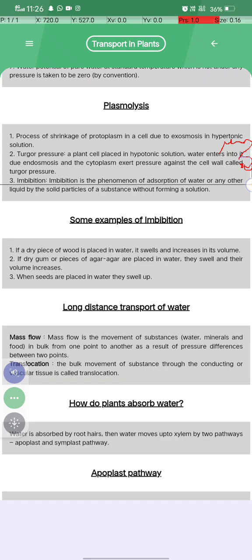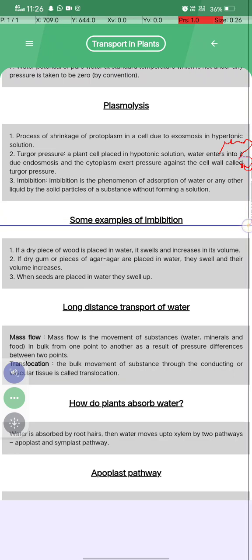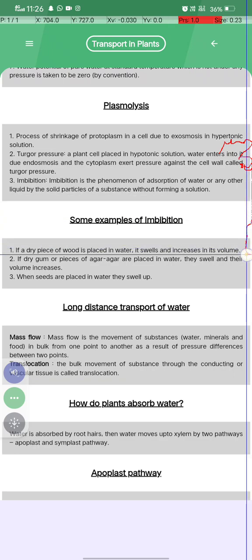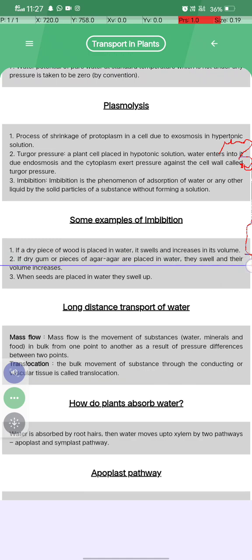Imbibition is the phenomenon of absorption of water or any other liquid by the solid particles of a substance without forming a solution. Some examples of imbibition: if a dry piece of wood is placed in water, it swells and increases in its volume. If dry gums or a piece of agar are placed in water, they swell and their volume increases, and when the seeds are placed in the water they swell up.